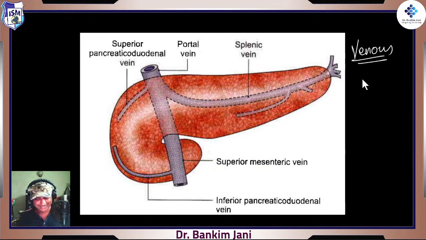Okay. So here it is, the portal vein that is formed by the splenic vein and superior mesenteric vein, and then this is the inferior PD, and then the superior PD, splenic vein, all good, right? So this is the venous system. You know all of them. Good.